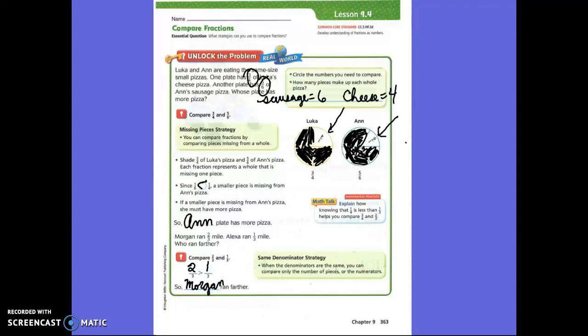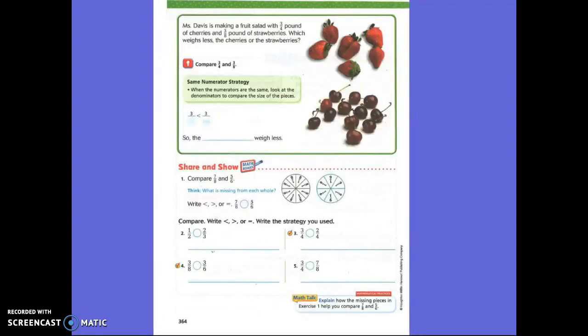All right, turn the page so that I know you are ready to move on. Miss Davis is making a fruit salad with 3/4 pounds of cherries and 3/8 pounds of strawberries. Which weighs less, the cherries or the strawberries? Okay, what do you notice about these two fractions that we're comparing?